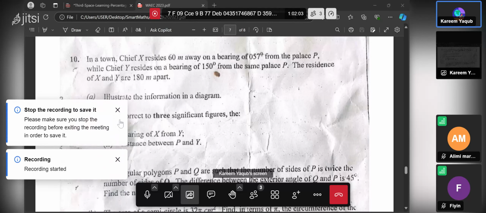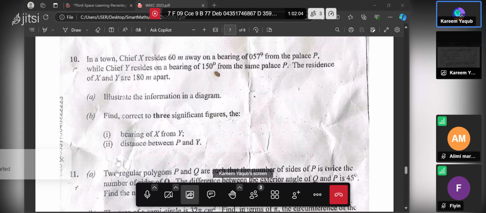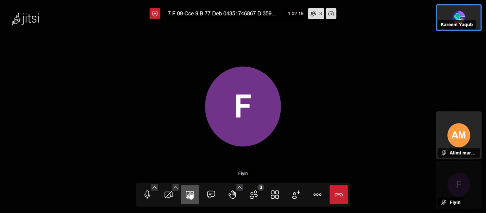So this question 10 is on bearing, as you can see. We can't solve it here, so I will take you to another page where we're going to solve it so that it's very clear, and I'll be able to move along with it. Let me change the screen now. So that is the page now.